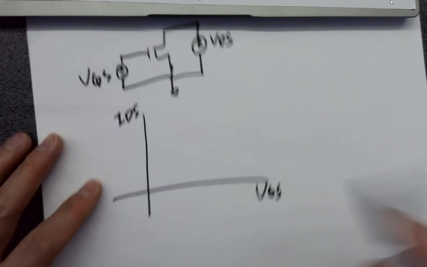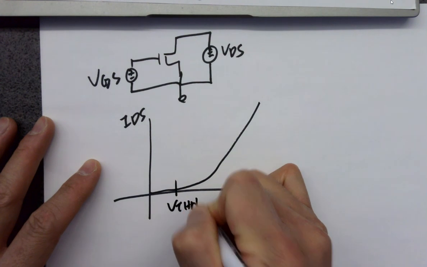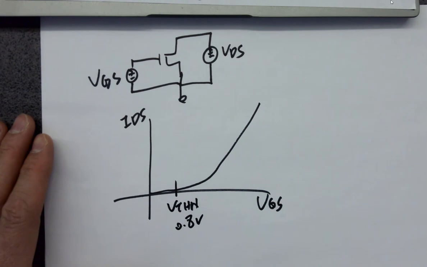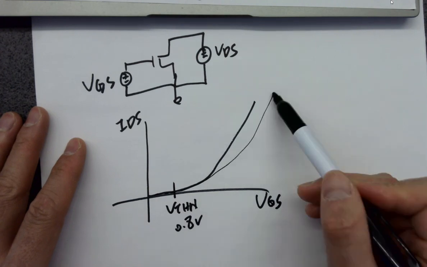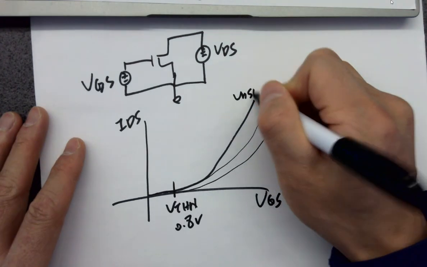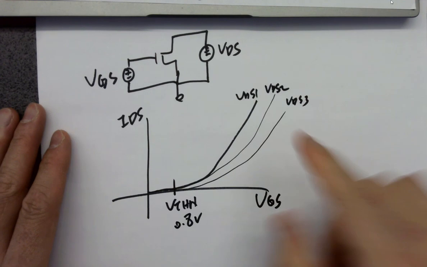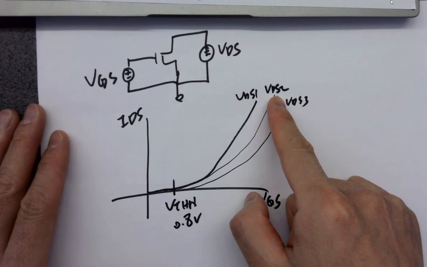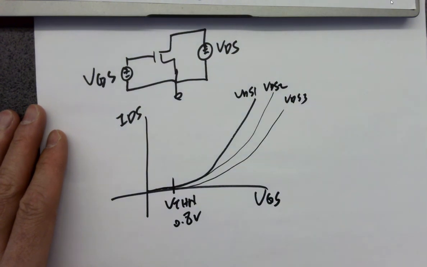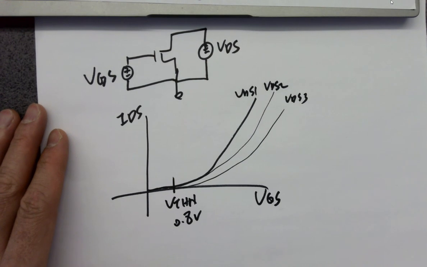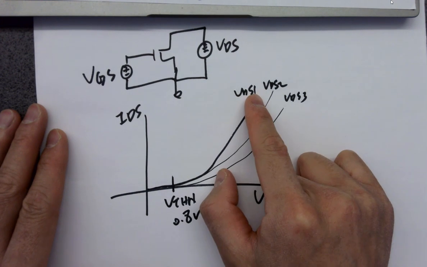And it works like this. So this is VTH, and that's 0.8 volts. After the threshold voltage, you get current going through. It works like this. So apparently, you got higher VDS. This is VDS 1, VDS 2, VDS 3. Wait, which one is higher? Which VDS is higher?